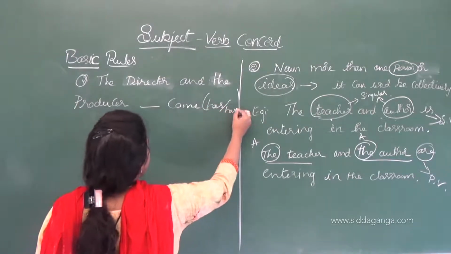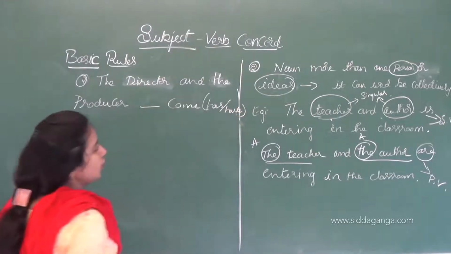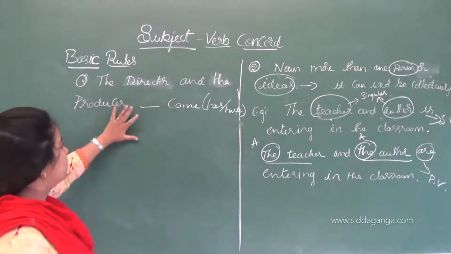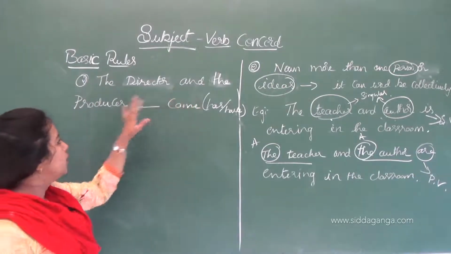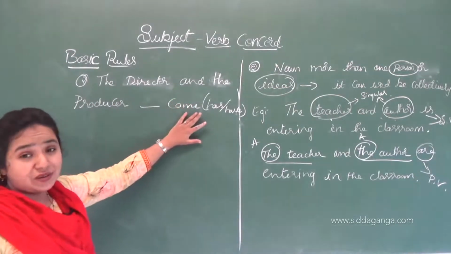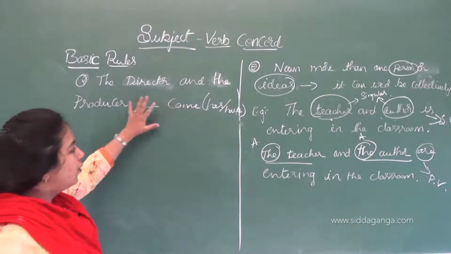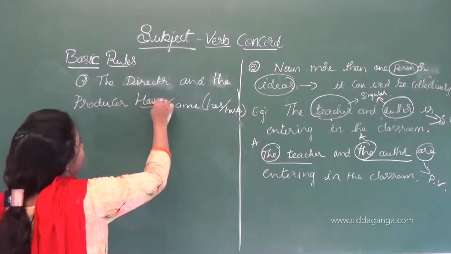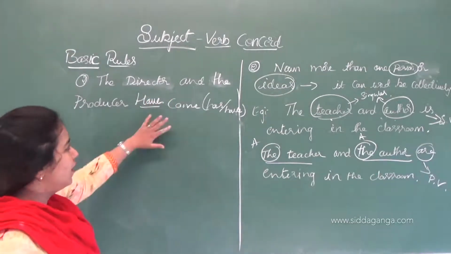So what helping verb are we going to use here? Has is the right or have is the right for this sentence. The director and the producer have... okay, so what is the right here? Have. Okay, so have come. Why?